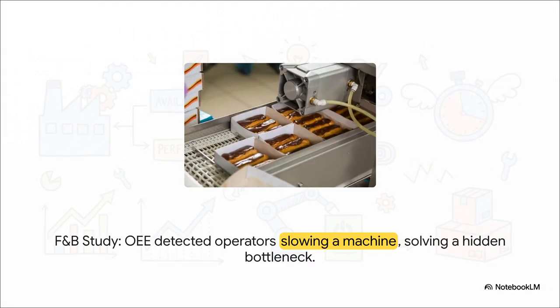And it's not always a mechanical problem either. At a food and beverage plant, the OEE data showed something fascinating. Operators were intentionally slowing down a machine. Now, why would they do that? Well, it was to keep it from jamming up when the machines further down the line got backed up. The OEE data didn't just blame the operators. It pointed management to the real bottleneck that was causing that behavior in the first place.